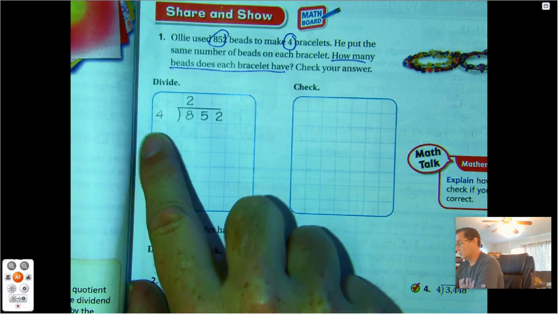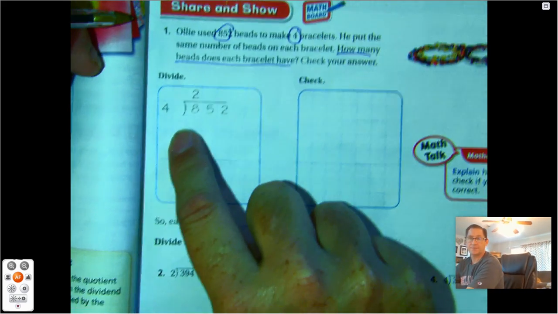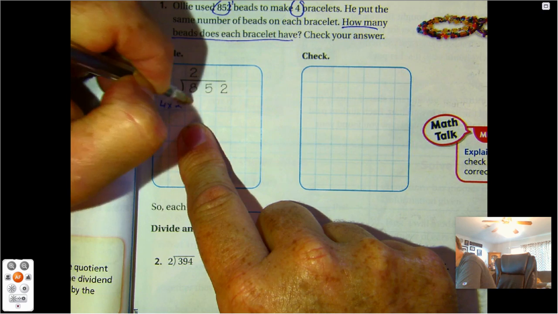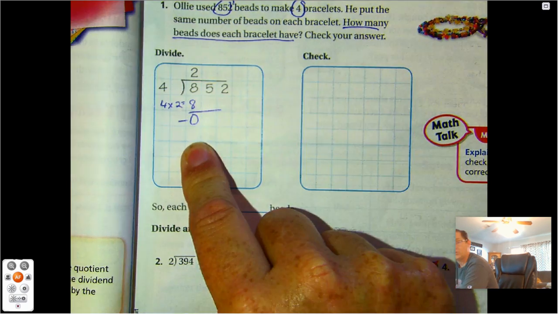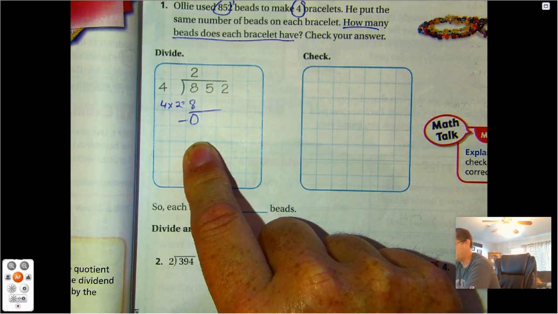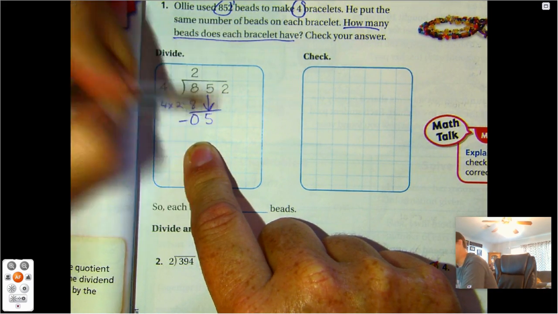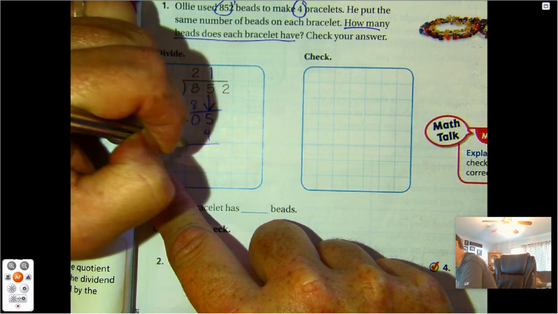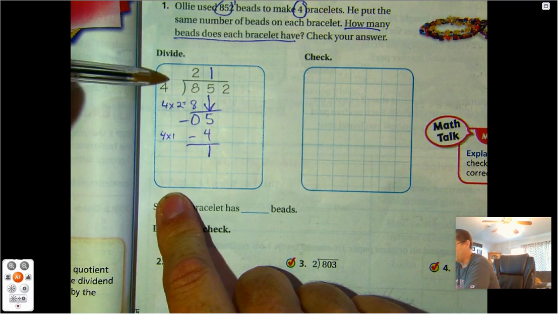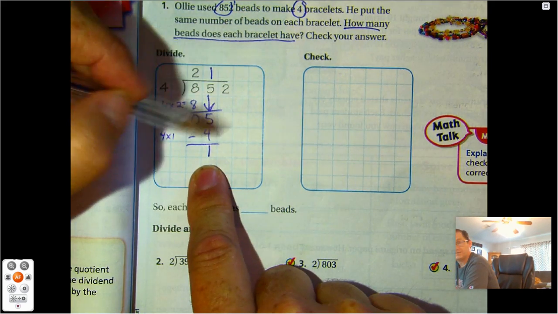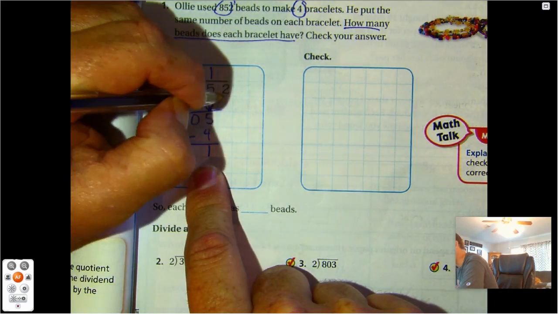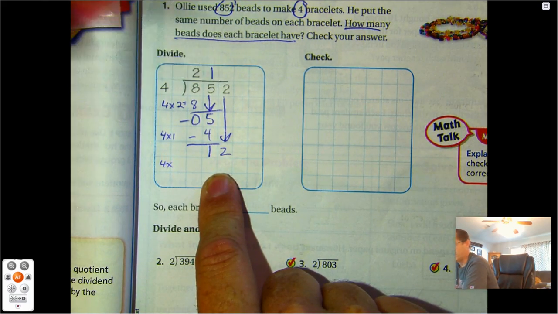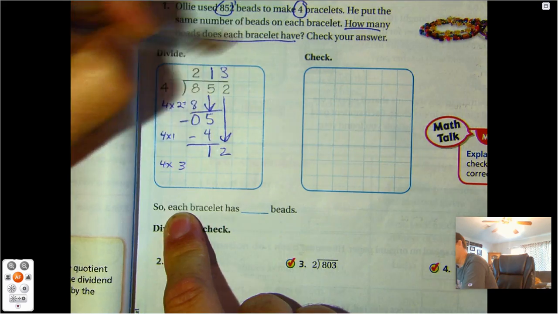So I can share 800s into 4 groups. So that would be 4 times 2, which is 8. Subtract, we get 0 hundreds left. So there's no more hundreds to share with the 4 groups. I have 5 tens. I can share 5 tens with 4 groups. I would go 4 times 1, which is 4. Now I have 1 ten left. I can't share that with the 4 groups. So I'm going to regroup that 1 ten as 10 ones plus the 2 ones we already have. 4 times what is close to 12? 3. 4 times 3 is 12. So 12 take away 12, nothing left over.